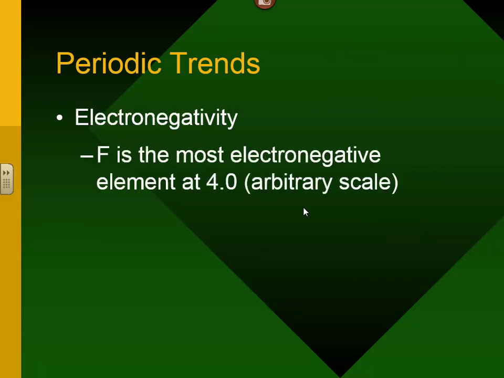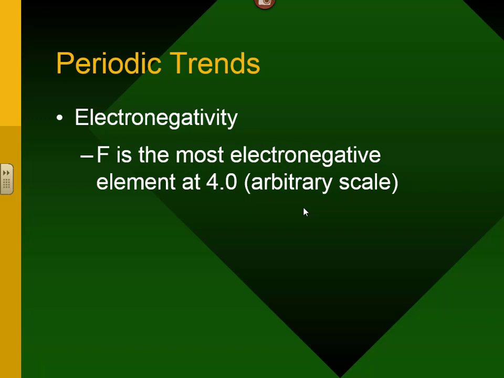So, how does this trend work? Fluorine is the most electronegative element on the periodic table. And electronegativity is set up on an arbitrary scale. An arbitrary scale means that somebody picked a number to be the top of the scale, and that number was 4. So fluorine is the highest electronegativity, and its electronegativity has a value of 4. Somewhere along the line, somebody just picked that number. So this is going to be the highest. We're going to compare everything else to this.